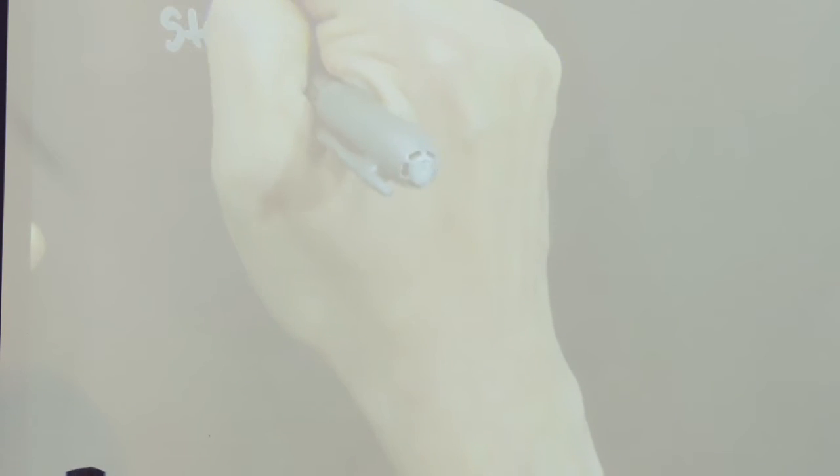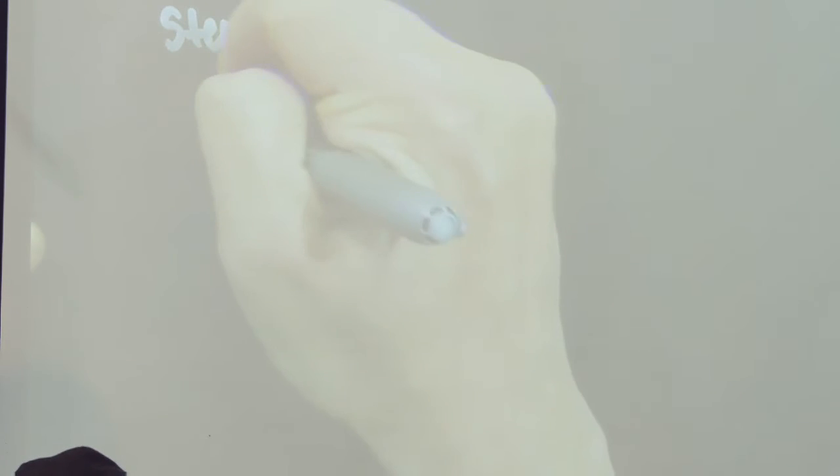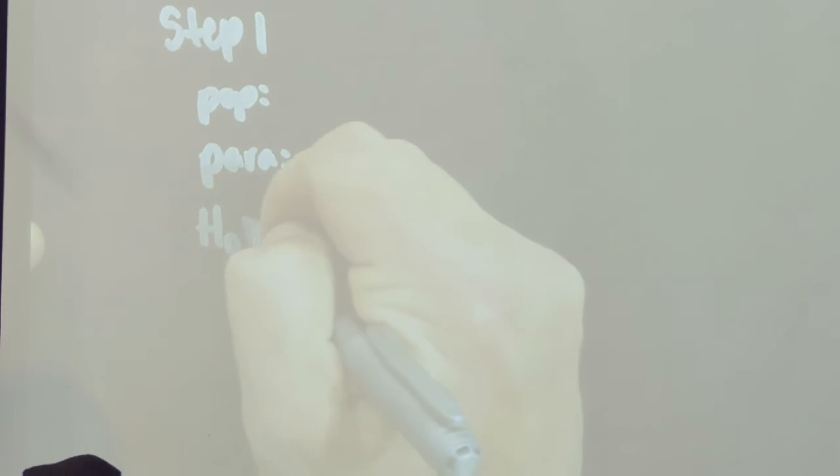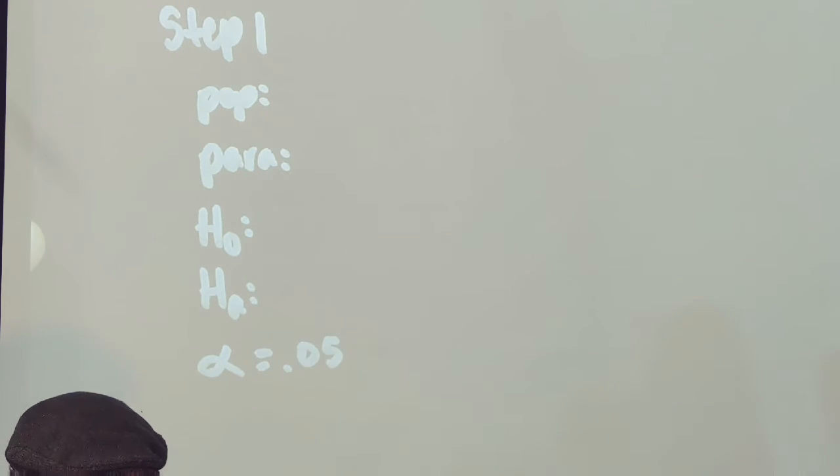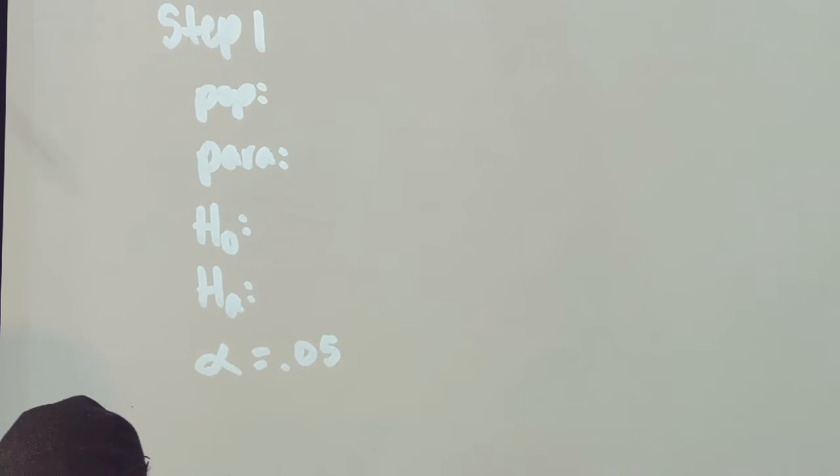So here we go. Step 1, we are looking for the population, parameter, the null hypothesis, the alternative hypothesis, and alpha, the significance level. With alpha, since it wasn't given in the question, we are going to assume a significance level of 0.05. That's kind of our default, 5%.